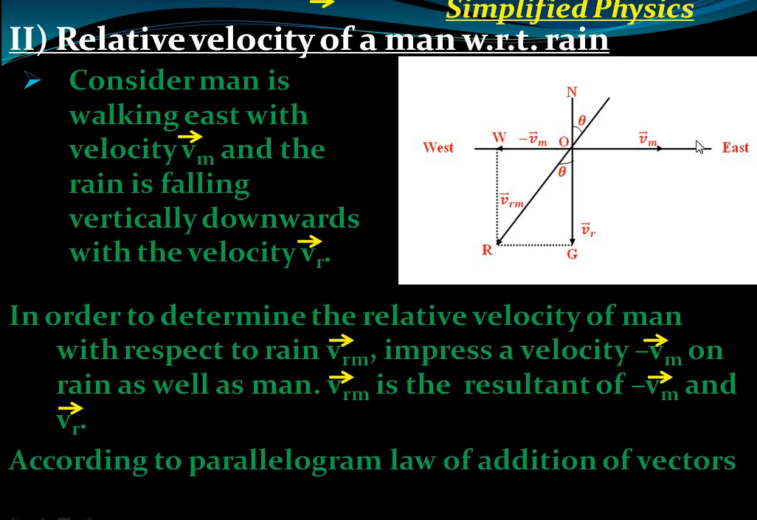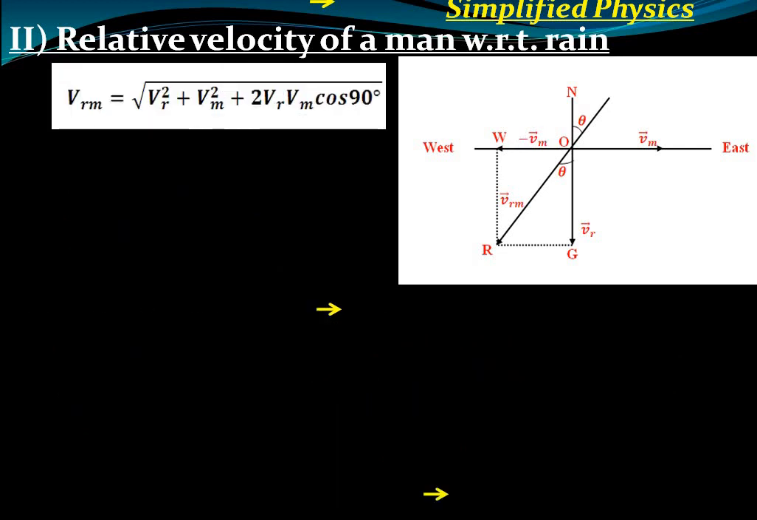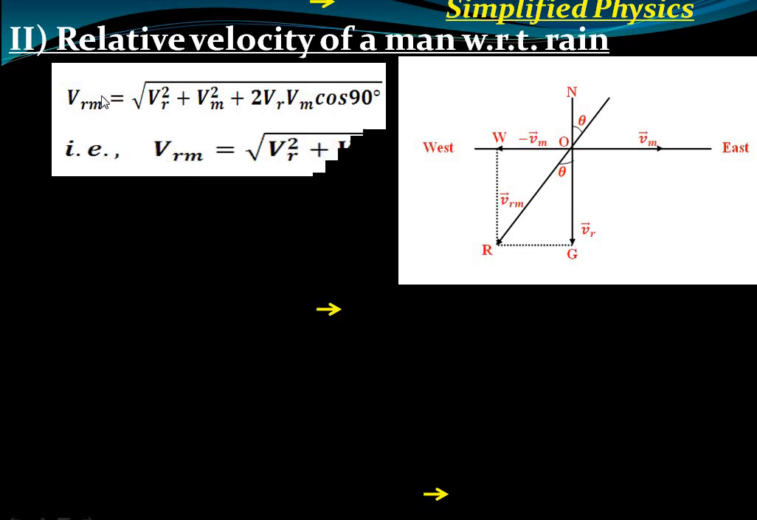the parallelogram law of addition of vectors, applied to the velocity of the rain Vr and the velocity minus Vm. So using the parallelogram law of addition of vectors Vr and minus Vm, the magnitude of the relative velocity is Vrm equals square root of Vr square plus Vm square plus 2 Vr Vm cos 90 degree, since the angle between minus Vm and Vr is 90 degree. So generally we get the magnitude of Vrm equals square root of Vr square plus Vm square.